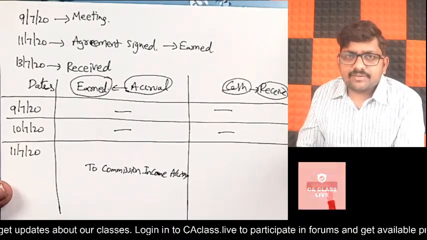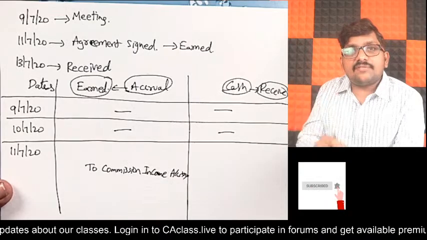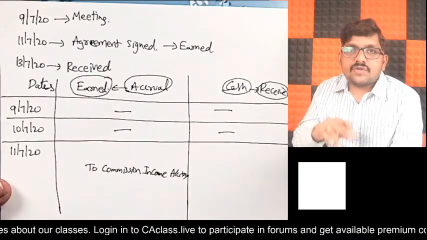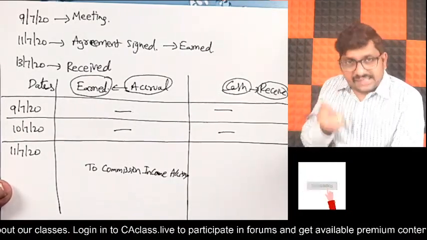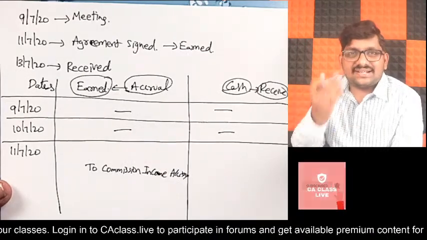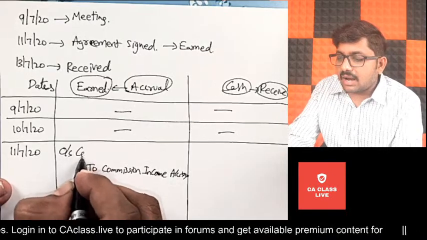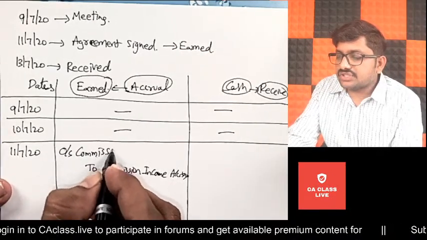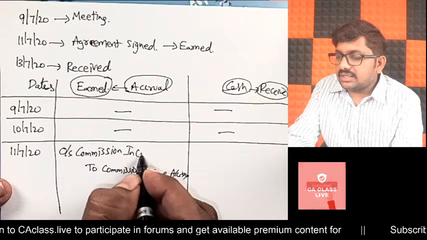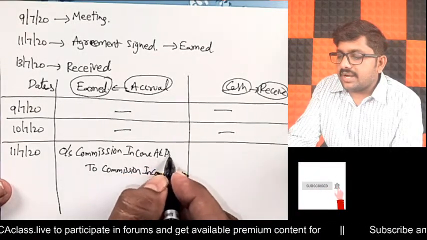But did you receive? No, sir. Will you receive? Yes, I will receive in the future. So because you earned, you got the right, and that right is your asset. That asset I will call outstanding commission income. Outstanding commission income account, debit.